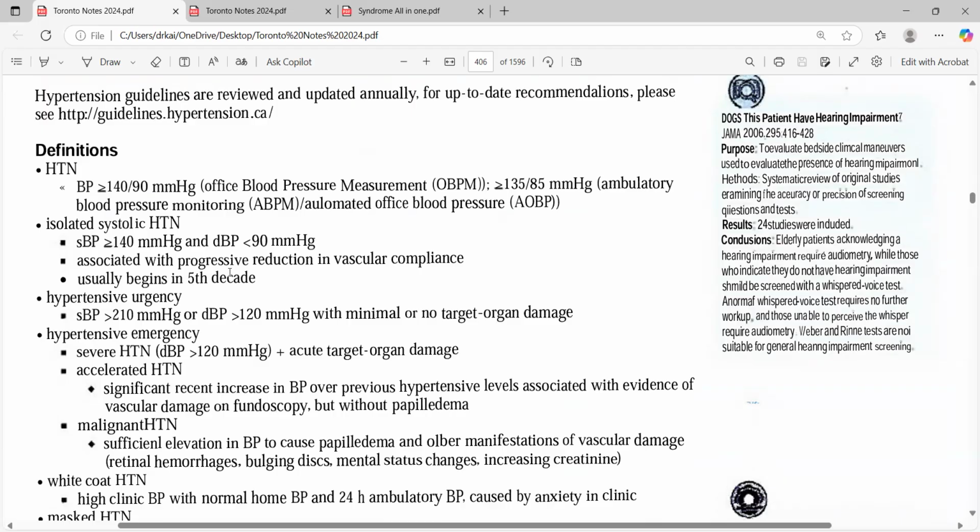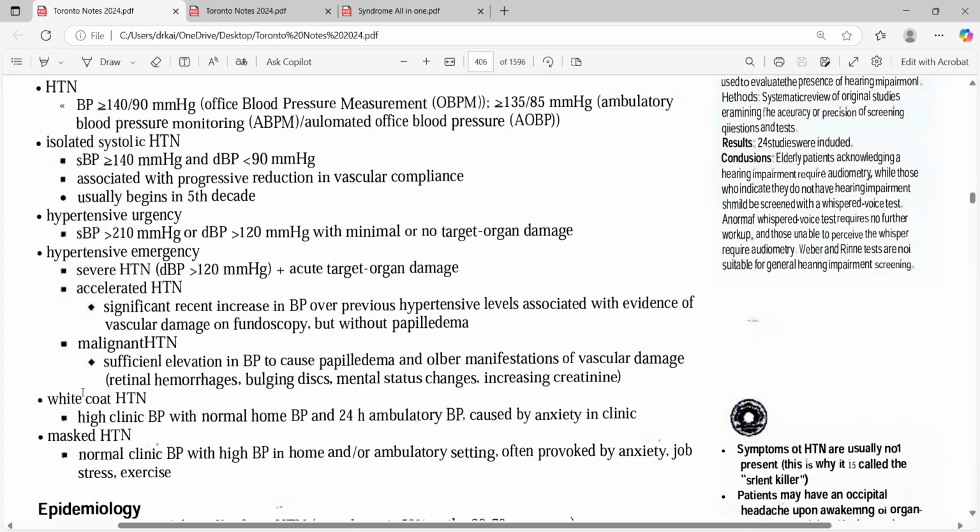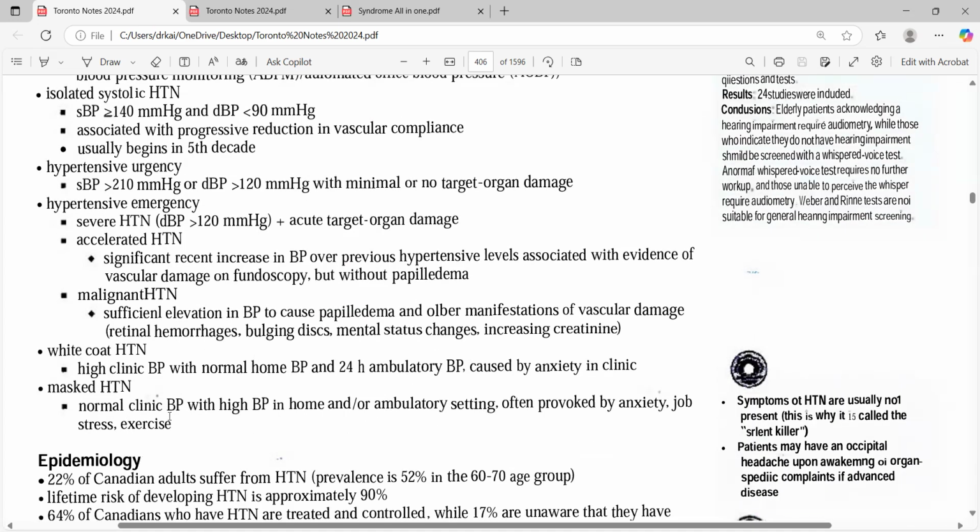What is emergency and what is urgency? Emergency is when there is acute organ damage. In urgency, there is no acute damage, but the BP is very high. Then we are talking about white coat. Masked high blood pressure is a normal clinic reading with high BP at home. So it's basically masked away.